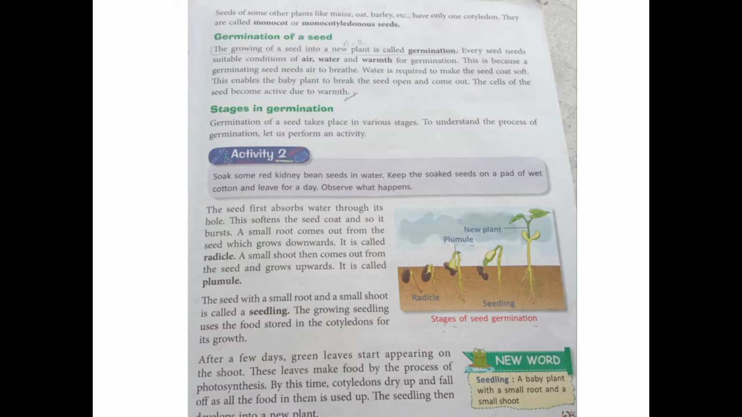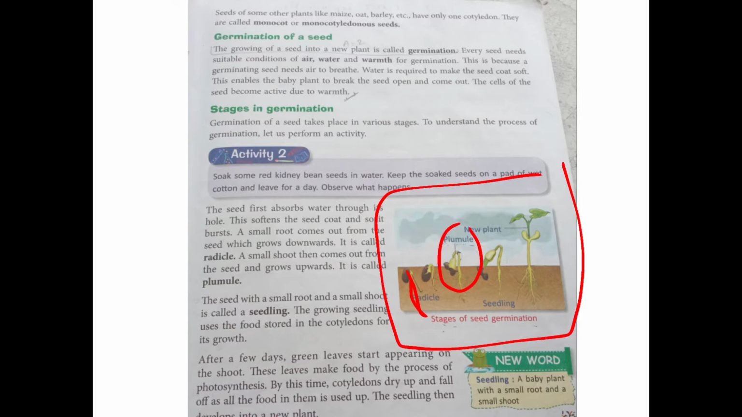Let us see the stages for seedling. See this diagram. This root part is buried in the organic soil, which is called the radicle. It grows after some days and then becomes the plumule. After some days, this plumule leaves the soil and becomes a baby plant. What is a seedling? A seedling means a baby plant with a small root and small shoot.